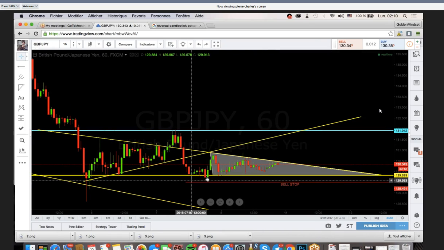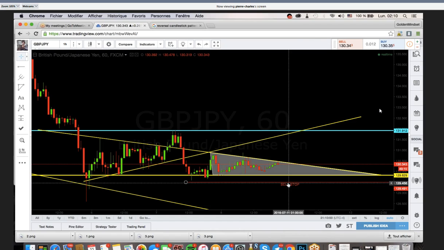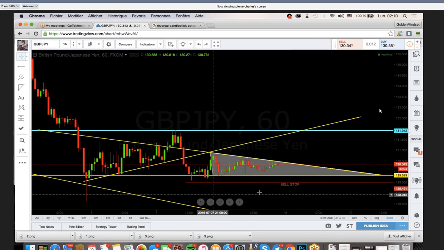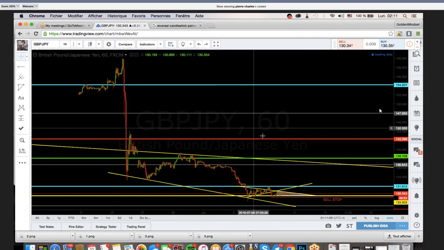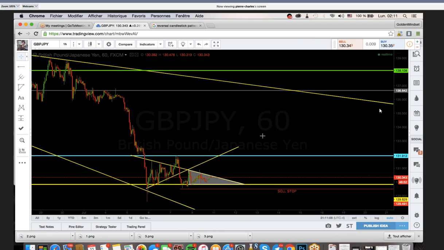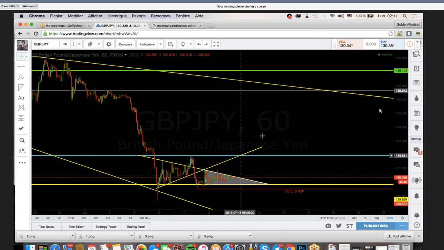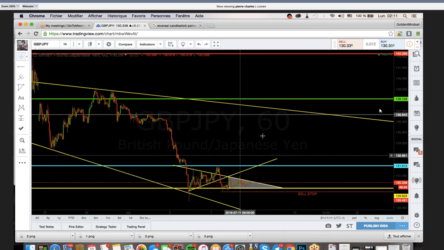So like I said, if the second low is lower than the previous one, it means that the double bottom isn't valid. This is the reason why my sell stop is going to be at 129.491, sorry, and I will probably take profit really low. I'm going to be honest.